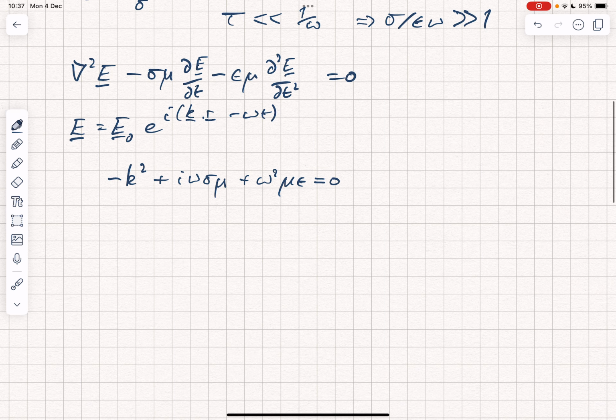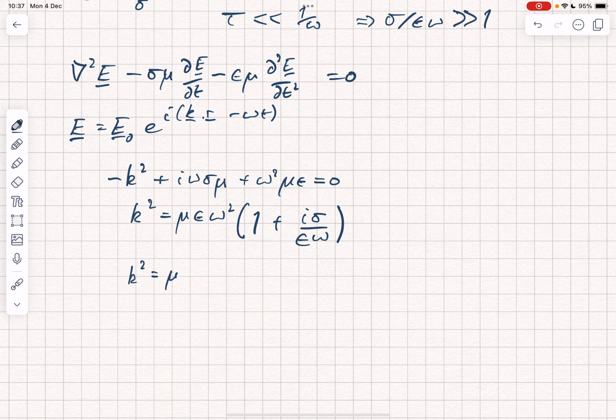And if we then rearrange that, we get the following dispersion relation: k squared is equal to mu epsilon omega squared into 1 plus i sigma over epsilon omega. We can also write that as k squared is equal to mu epsilon omega squared plus i times sigma mu omega.